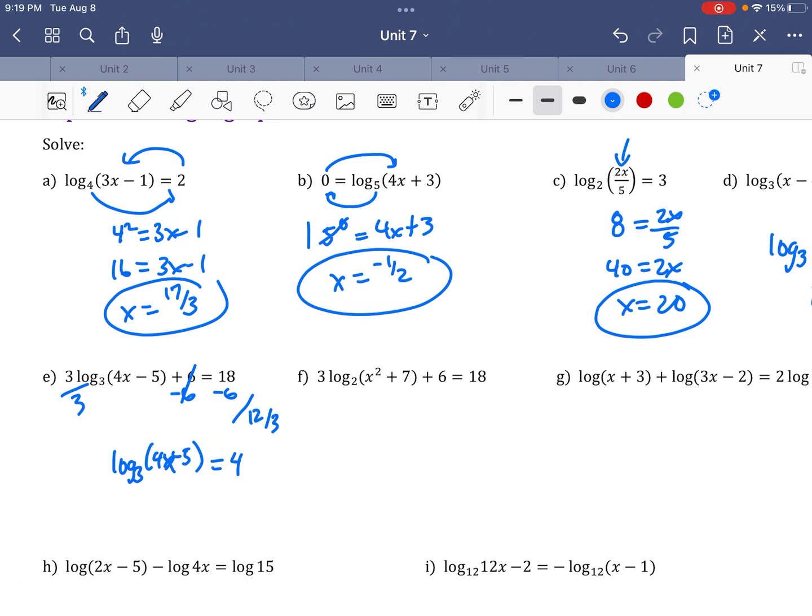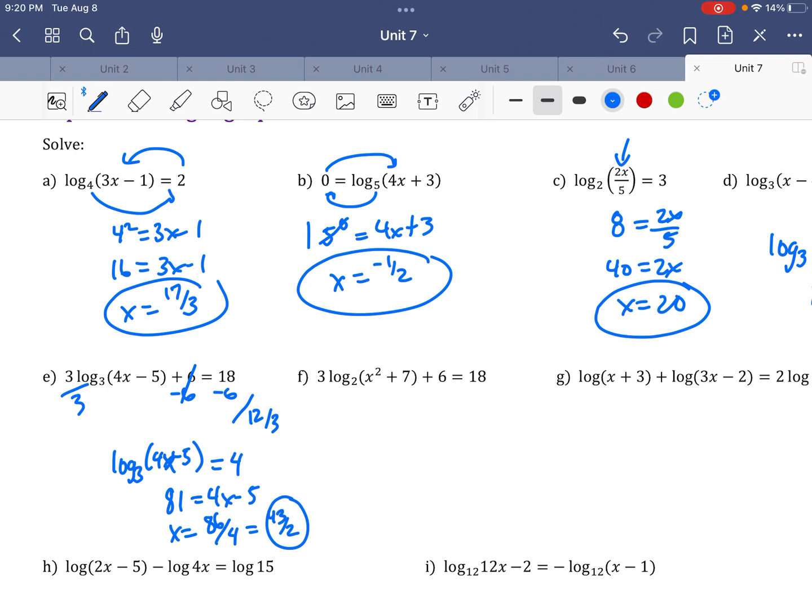Okay, so 3 to the 4th. Well, 3 to the 4th is 81. Has to equal 4x minus 5. So add 5, I get 86. So my answer is 86 over 4, which reduces down to 43 over 2. Okay, and these are all fine answers. They work.